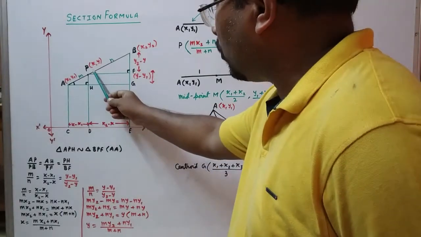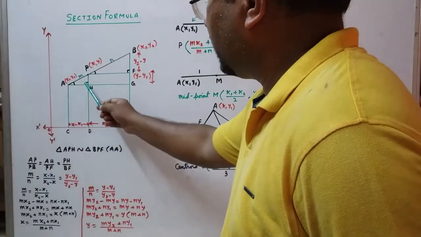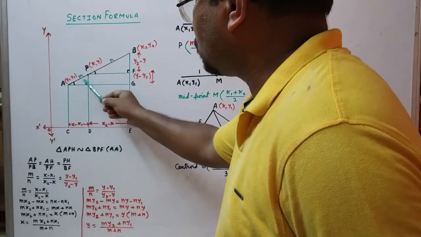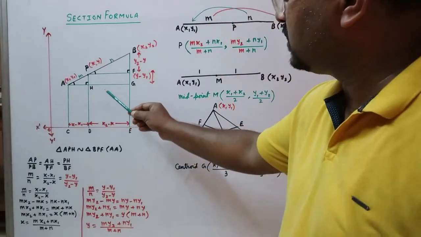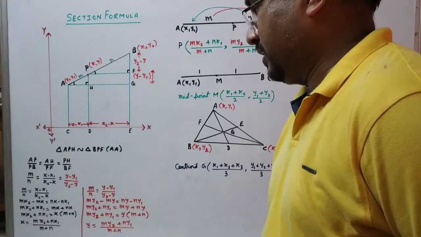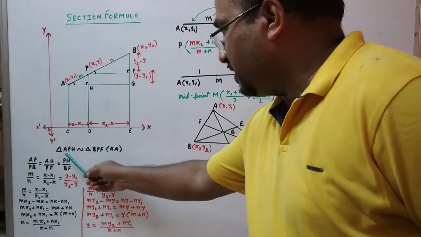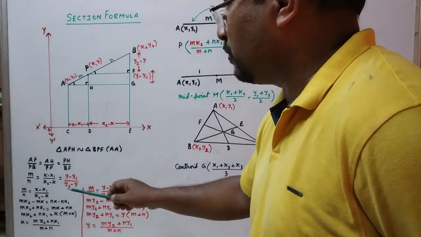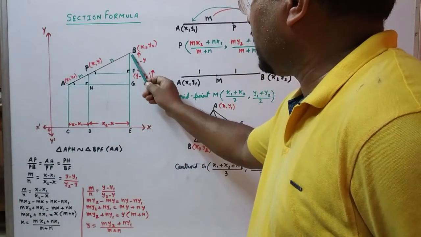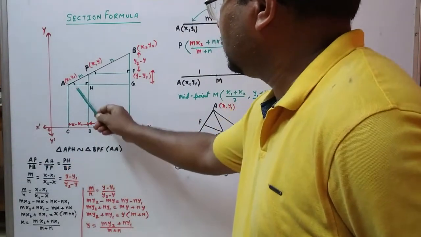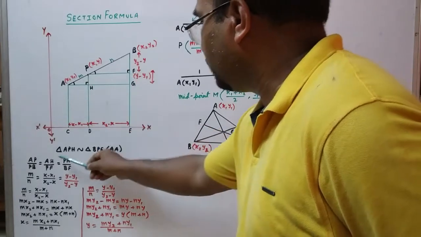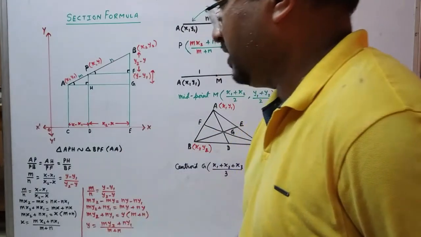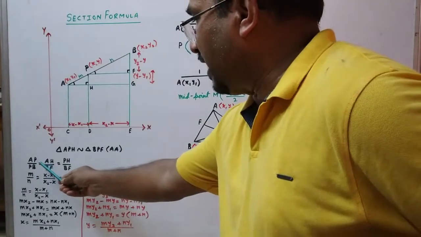Now for getting the coordinate of this point P, we can show these two triangles similar by angle. These two angles are equal by corresponding angles and these two are 90 degrees. So I have written here directly that the two triangles are similar. Now I can write the sides in proportion. So I can write AP by PB, then AH by PF, and then PH by FB, which I have written here.